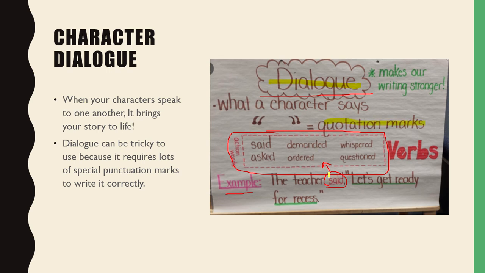And in this box that I've boxed up, we have verbs. So when you're doing your dialogue, an example could be, the teacher said, "Let's get ready for recess." We see that a lot in books. Molly said, "Come over here and get your food." Sam ordered, "Come to see me right now," or something like that. So those are some examples of verbs that you could use with your quotation marks.